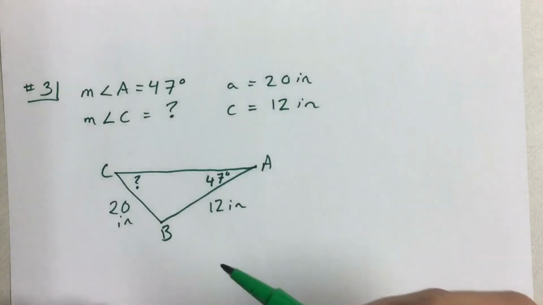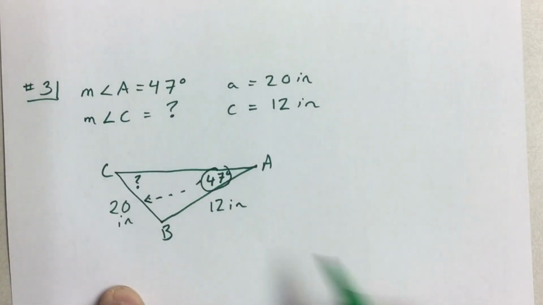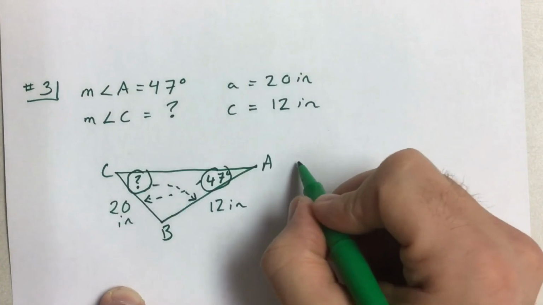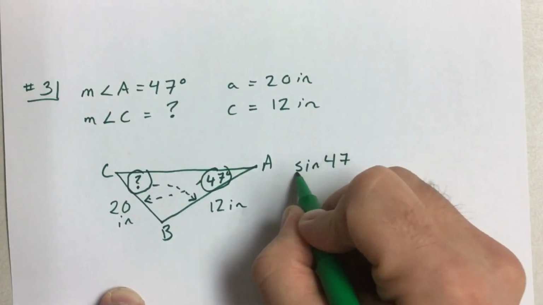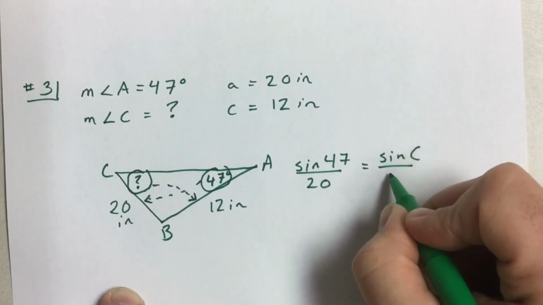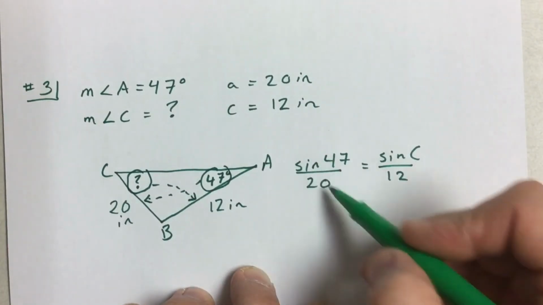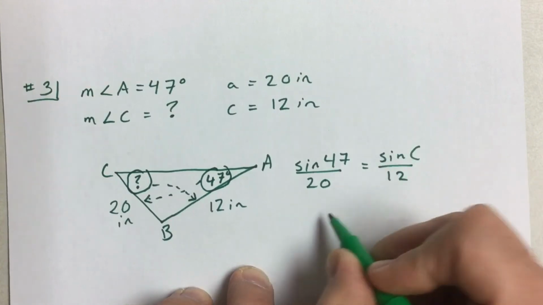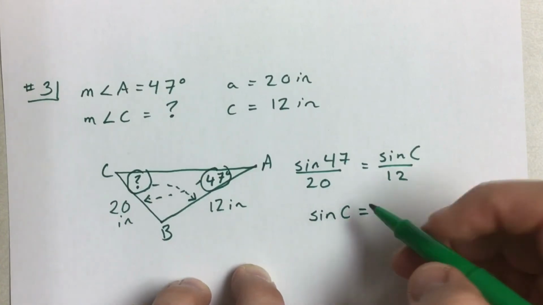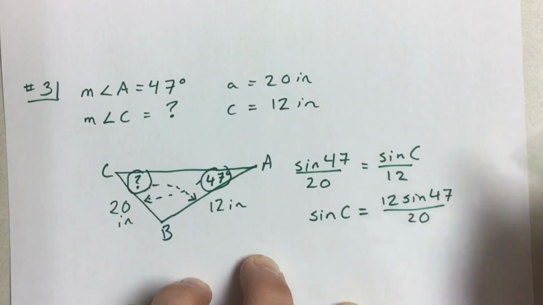So let's pair up. So we can pair up 47 with its side length. Okay. And we're going to pair up angle C with the side length that we know here. So it's going to look like sine of 47 over 20 equals sine of C over 12. Okay, so our unknown section is right here. So when we cross multiply, we're gonna have sine of C equaling something. When we cross multiply, we get 12 times sine of 47 divided by 20. Place our parentheses.